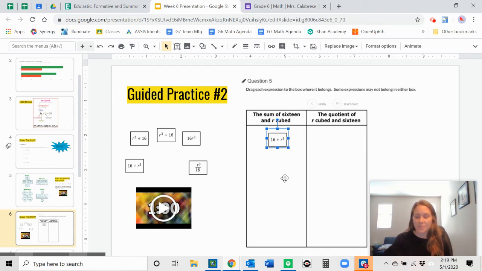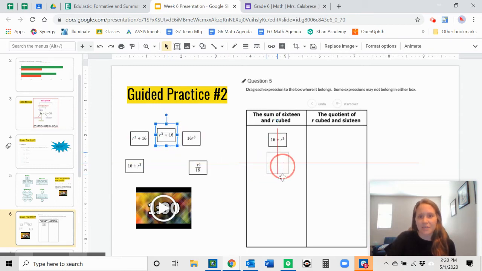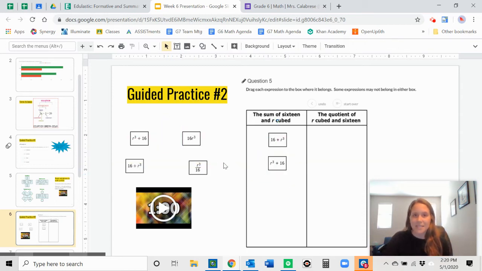Are there any others that belong in this category? Yes. Even though the order of this one is different, it's equivalent. It means the same thing and it has the same value. So even though the 16 comes last and the r cubed comes first, that's okay for addition because addition is commutative. What about the quotient of r cubed and 16?